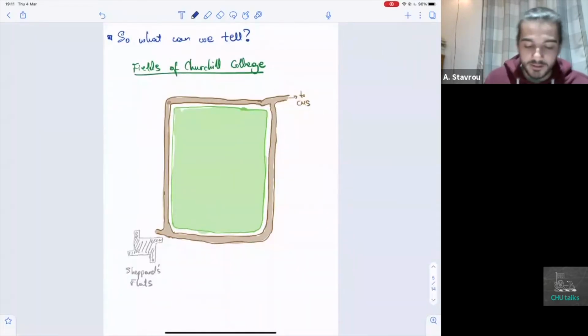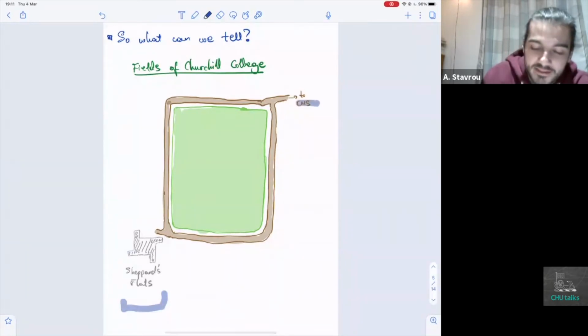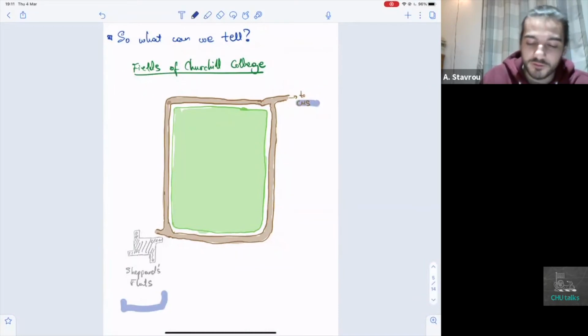What can we tell? Let's speak about paths. This is my impression of the fields of Churchill College. I currently live at Shepherd's Flats, and I go to my department, that is the CMS, and I have to cross the fields of Churchill College to go. And I usually take a route like that.